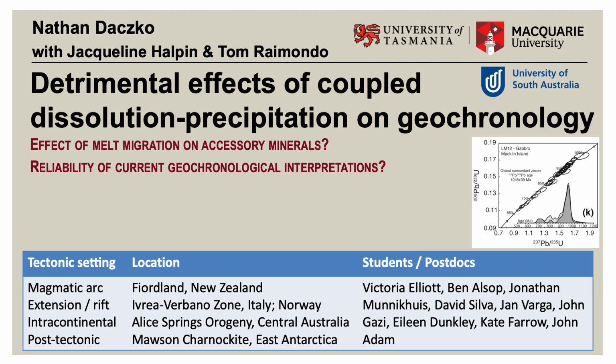What we're interested in looking at is the effect of melt migration on accessory minerals like monazite and zircon, and to test the reliability of current geochronological interpretations, particularly in the case like shown on this concordia diagram to the right, where individual spot ages spread over tens or hundreds of millions of years.